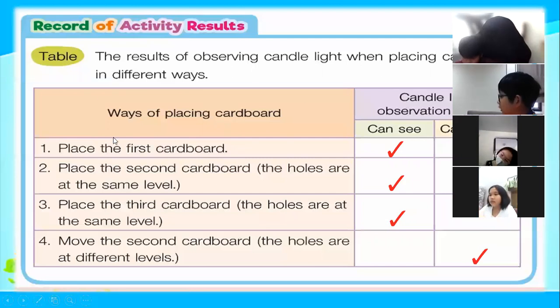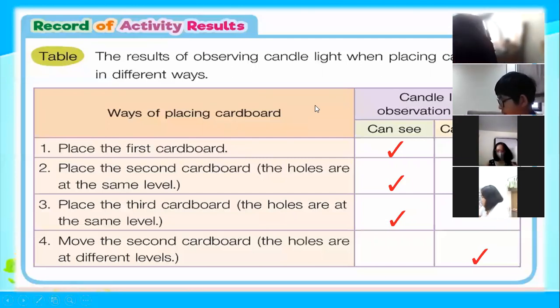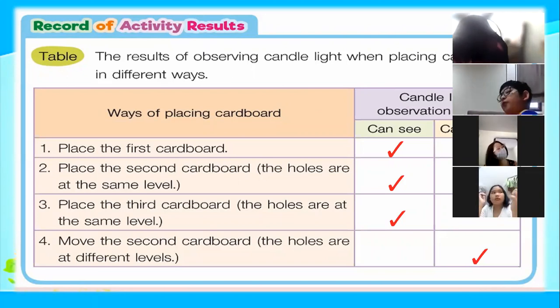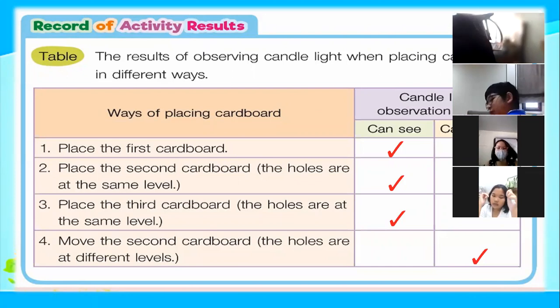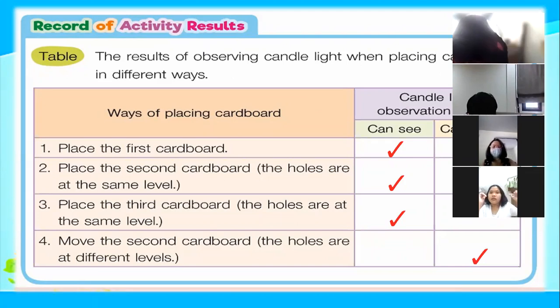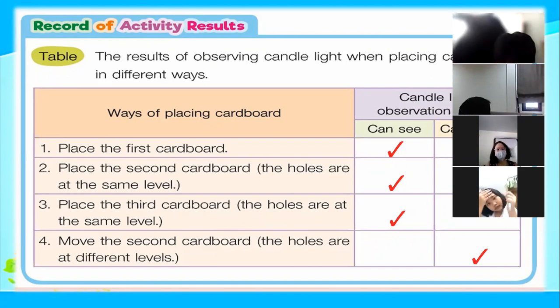So this is the whole record of the activity. We placed one cardboard and the light of the candle goes through the hole at the same level, so we are able to see. Next to the first cardboard, we put another cardboard and the holes are also at the same level, so the observer's eye can still see the light go through in the same line. Similarly, with the third cardboard we will also be able to see. But if we move one cardboard, the holes are not at the same level, so we will not be able to see.